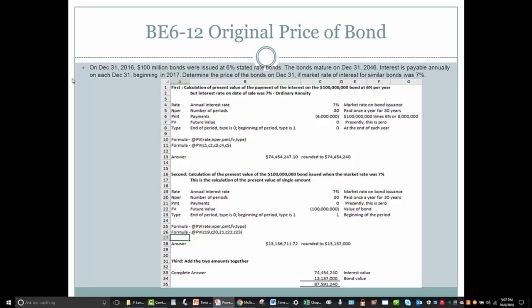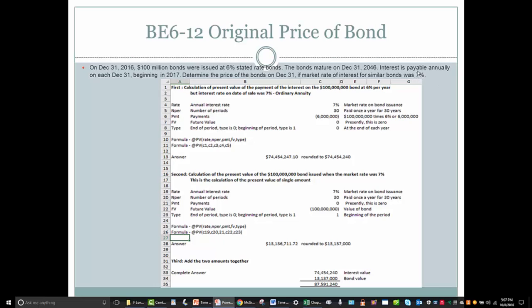Interest is payable annually on each December 31st, but that's not going to begin until 2017, so we're talking about an ordinary annuity. We want to determine the price of the bonds on December 31st when it was initially sold if the market rate of interest for similar bonds was 7%.